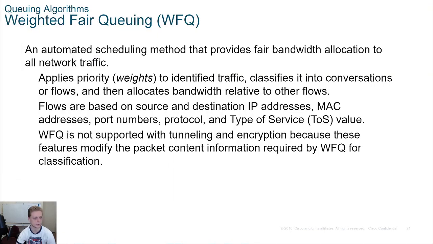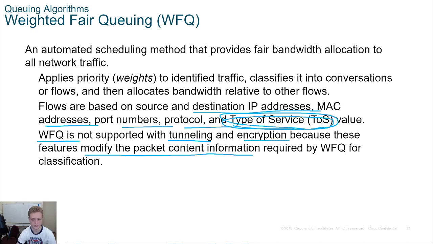That image was from Wikipedia, if you're interested in finding it. It's just what pulled up on Google. There's a million of them. So the flows are based on source and destination IP addresses, MAC addresses, port numbers, and protocols, right? And this type of service value, very, very important right here. Weighted fair queuing is not supported with tunneling and encryption because these are going to modify the packet information.